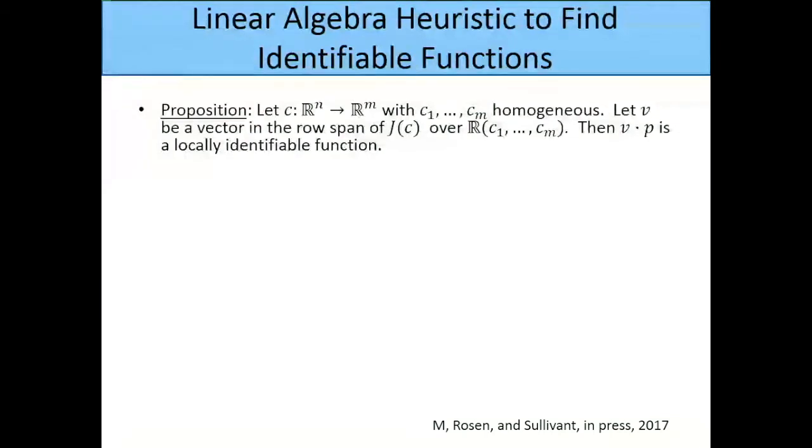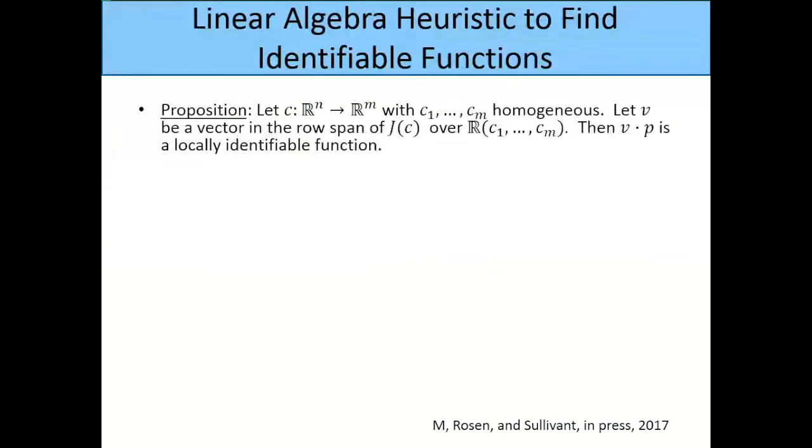So what do we have? Let's say we take a vector in the row span of our Jacobian, but over this special field, this field of rational functions and my coefficients, then if I take that vector and dot it with my parameter vector, I'm going to get an identifiable function. And the reason for this, it's just a simple consequence of Euler's homogeneous function theorem, which says that if you take a homogeneous polynomial, take its gradient, and dot it with its argument vector, you get the polynomial back, but scaled by its degree. So that's precisely what we're doing here. We're taking linear combinations of the gradients of our coefficient polynomials with weightings that are just functions in the coefficients.